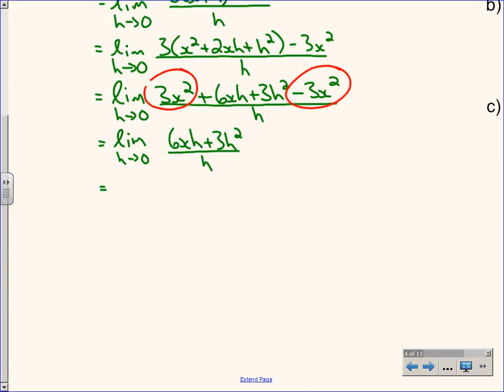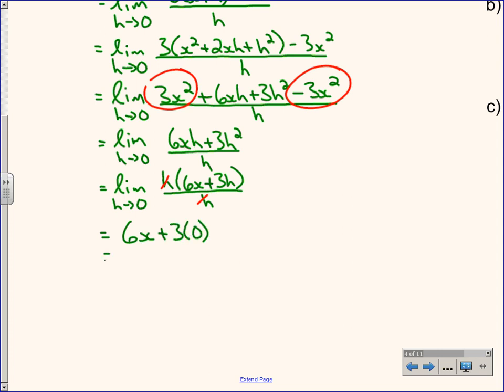And factor out an h on the top. And that's probably good news. You can see the 6x there now. The h's will cancel, and I'm going to sub in my 0. So here's where I'm making that substitution, which means the limit is finally gone, and the answer is 6x.